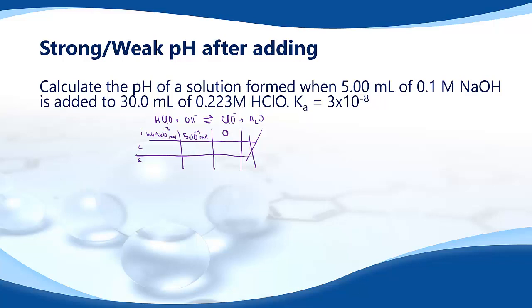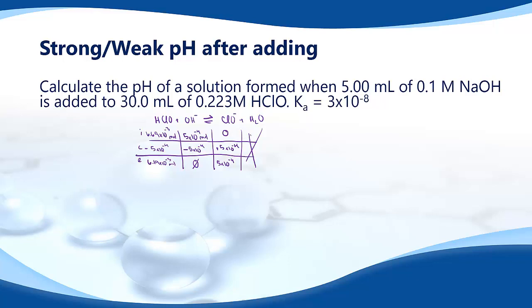Again, hydroxide is going to be our limiting reactant, so we're going to get rid of all of it. So minus 5 times 10 to the minus fourth gives me 0. Minus 5 times 10 to the negative fourth will wind up giving me 6.19 times 10 to the minus third moles. And plus 5 times 10 to the minus fourth gives me 5 times 10 to the minus fourth here.